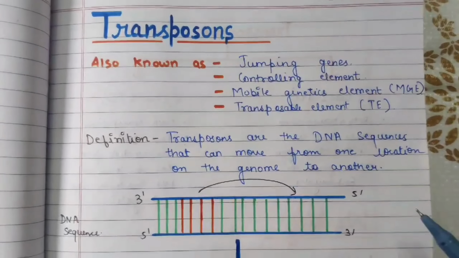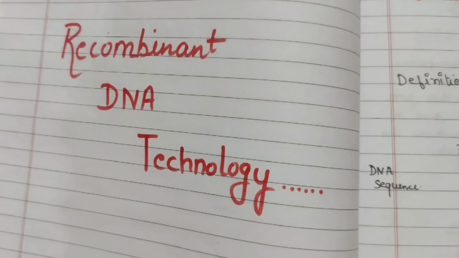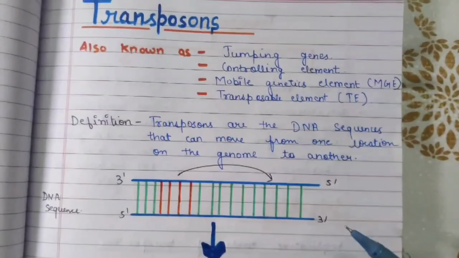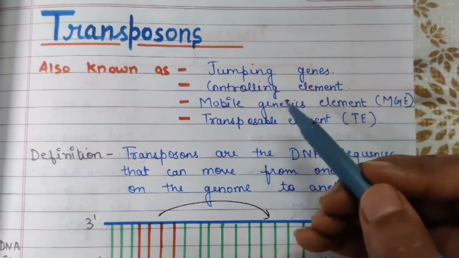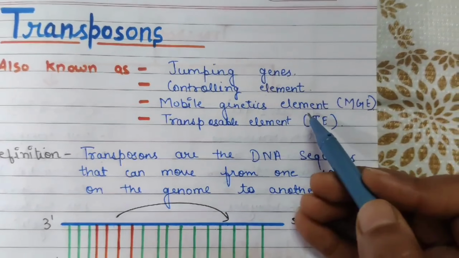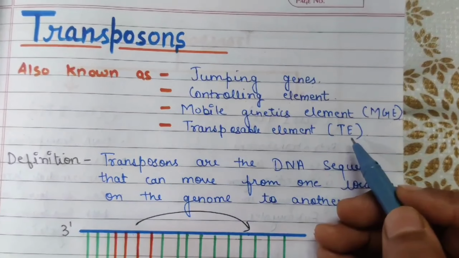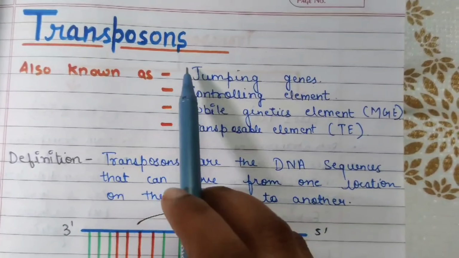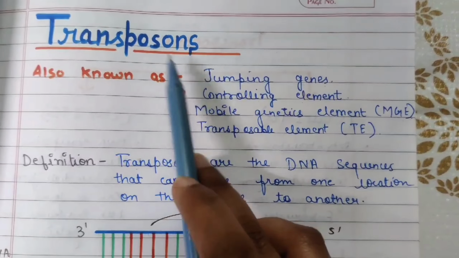Learn about the topic transposons, which comes under recombinant DNA technology. So let's know about what exactly the transposons are. Transposons are also known as the jumping gene, the controlling element, the mobile genetic element, that is MGE, the transposable element, that is the TE. Mostly, jumping gene is used as an alternative name for the transposons.